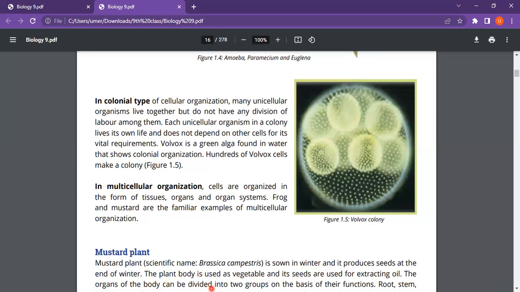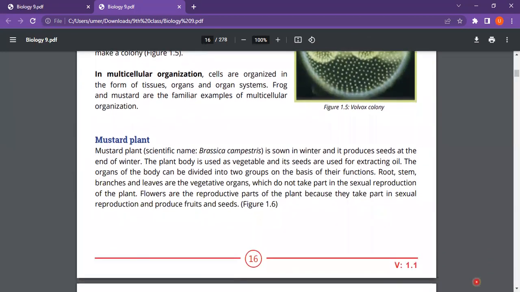The organs of the body can be divided into groups on the basis of their functions. The root, stem, branches and leaves are the vegetative organs, which do not take part in the sexual reproduction of the plant. Flowers are the reproductive parts of the plant because they take part in sexual reproduction and produce fruits and seeds.